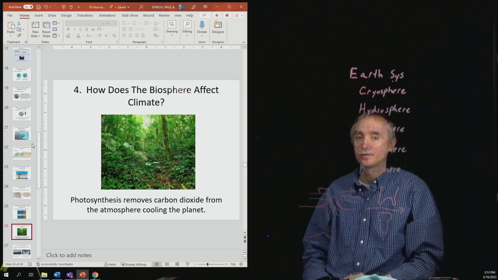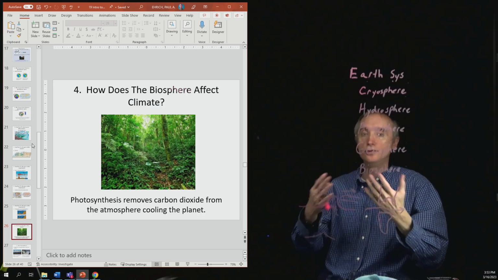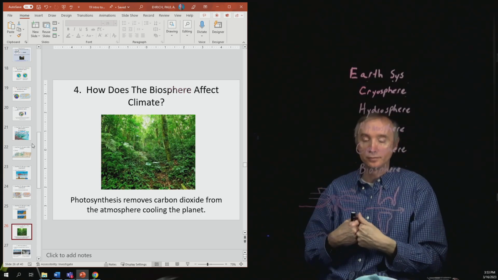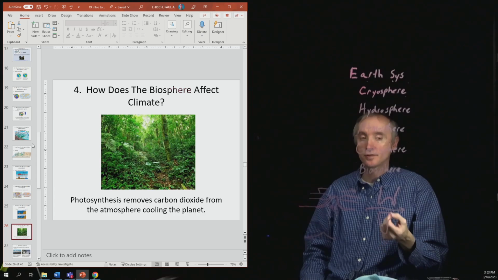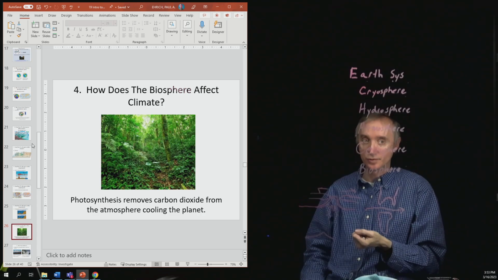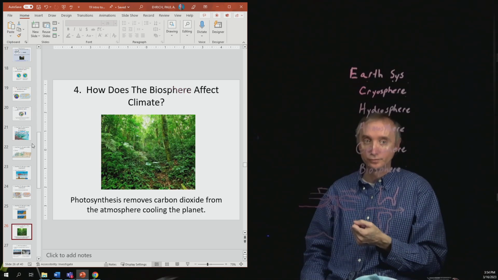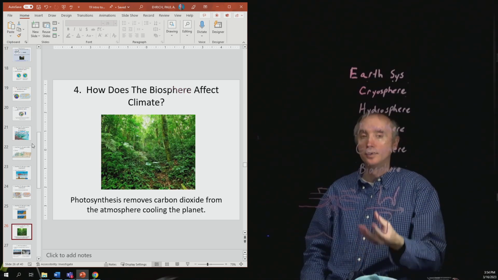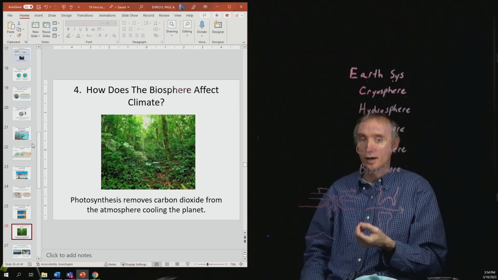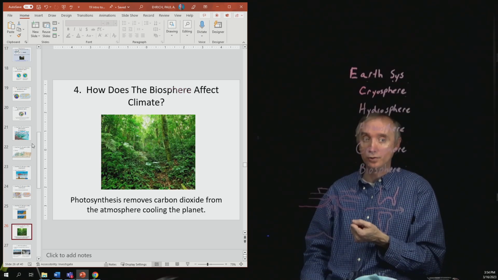The biosphere is going to be plants and animals. Animals produce carbon dioxide and plants remove it. Plants, through the process of photosynthesis, are going to remove carbon dioxide from the atmosphere. So what's that going to do? It's going to make the planet get cooler. The more plants you have, the more carbon dioxide will be drawn out of the atmosphere. And remember that carbon dioxide is a greenhouse gas, so without it, the planet's going to get cooler.